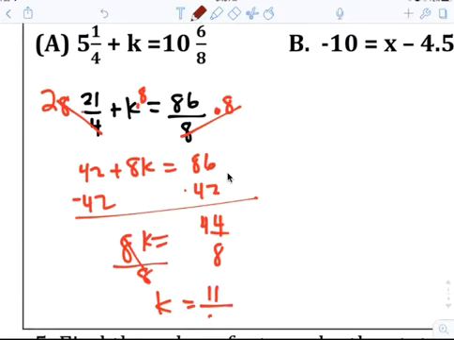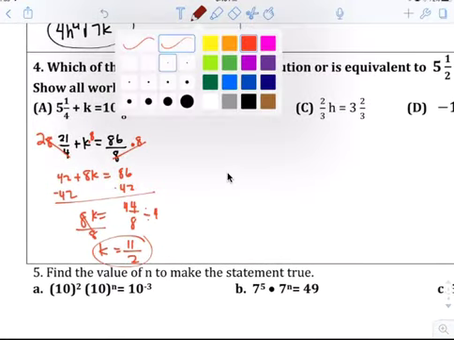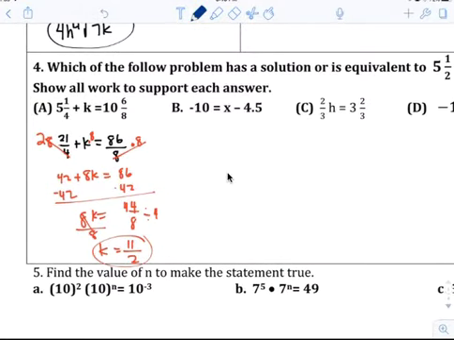11 over 2 is your answer. You reduce, divide by 4. Okay, this next one beside it is just add. This is easy, right?